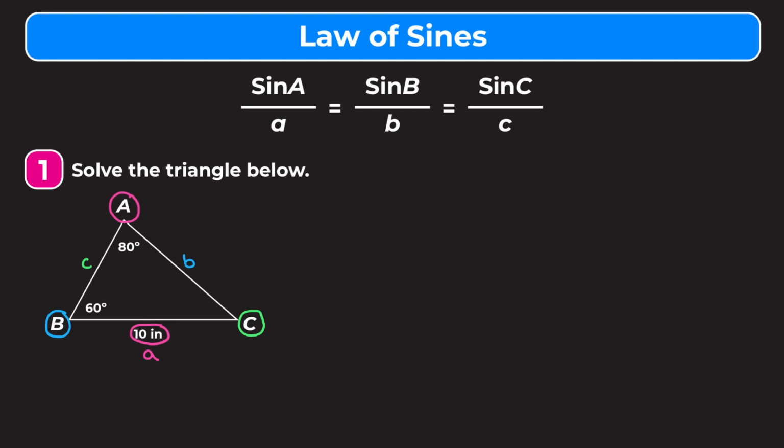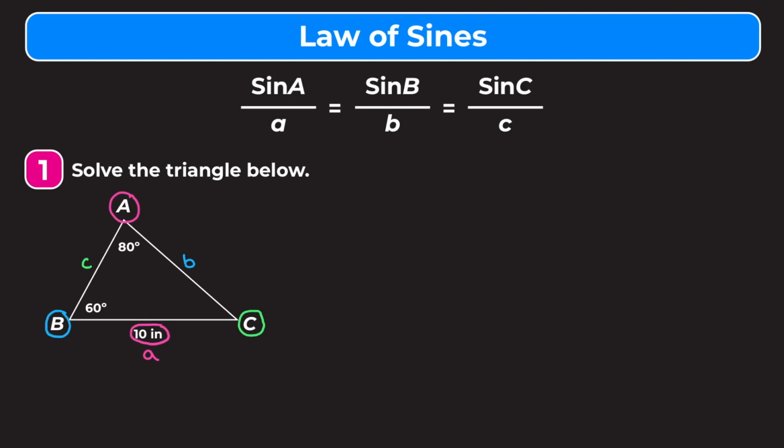Because they gave us one side and angle pair, right, they gave us angle A and side a, we know we can use the law of sines. If they don't give us that, we're going to have to use something called the law of cosines, which we've also made a video explaining if you want to check that out. So let's show you how to use the law of sines.